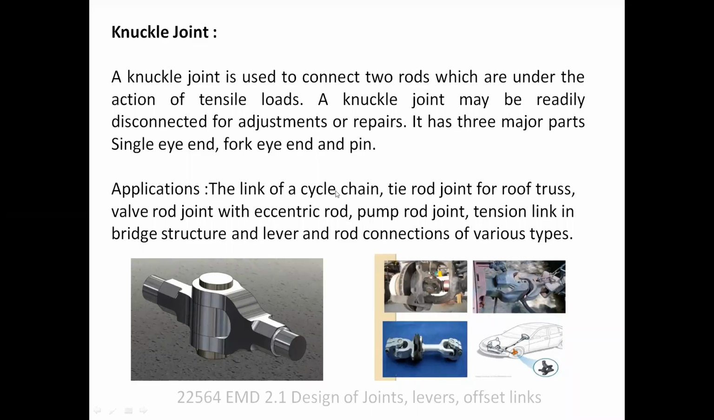So welcome again. Today we are going to see one more type of joint, the knuckle joint. A knuckle joint is again a temporary fastening which can take tensile loads. A knuckle joint may be readily disconnected for adjustment or repair. It has three major parts: single eye, fork end and pin.